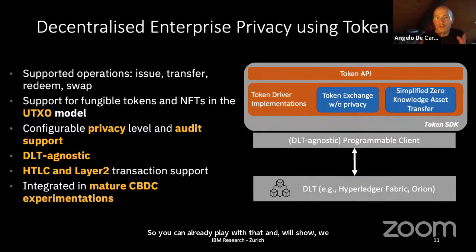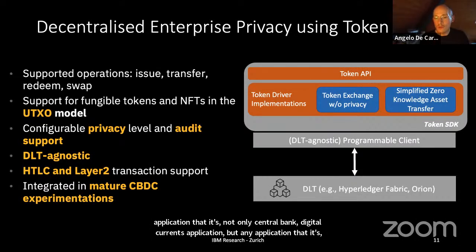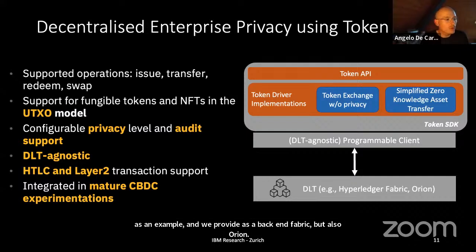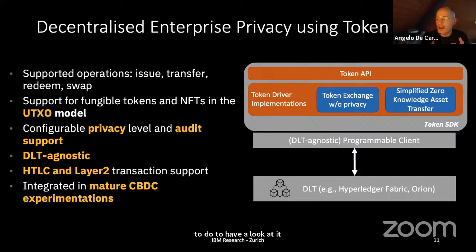What's this framework that we put out? We open sourced it, and we use it also for deploying not only central bank digital currency applications, but any application that manages tokens. It's what we call the token SDK, sometimes also Fabric Token-SDK. I don't want to stress Fabric too much in this context, because the token SDK can, in principle, play with other backends. And indeed, as an example, we provide Fabric as a backend, but also Orion. Orion is another Hyperledger Labs project. I invite you to have a look at it. It's essentially a database with some blockchain flavor in it.